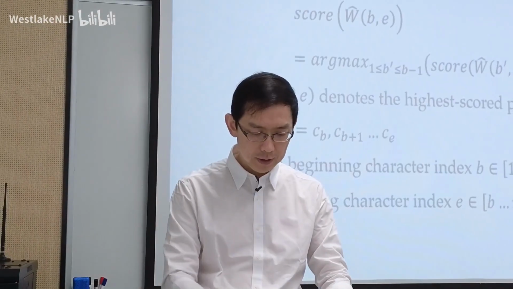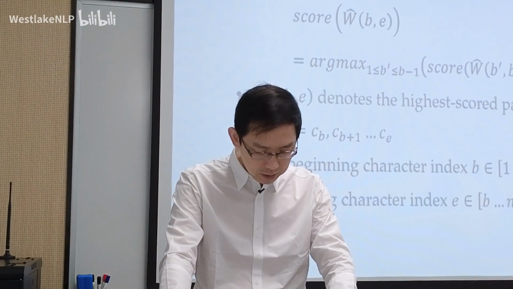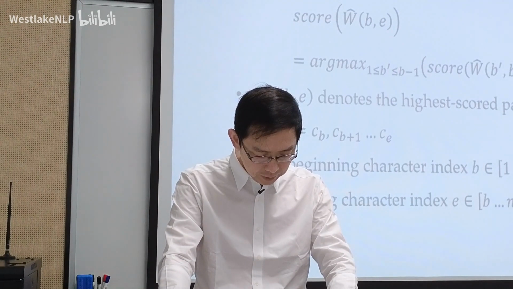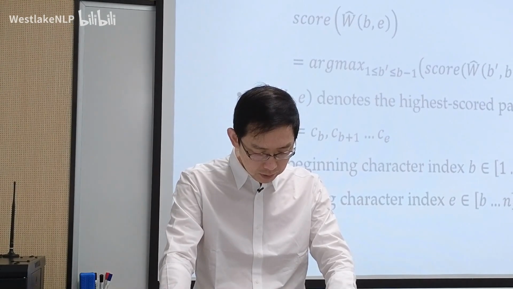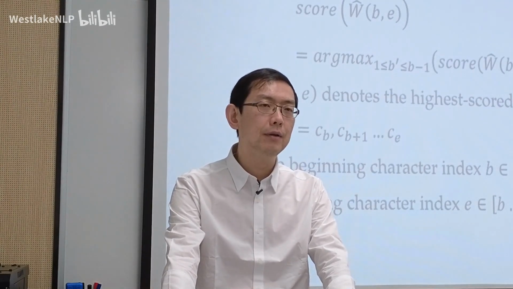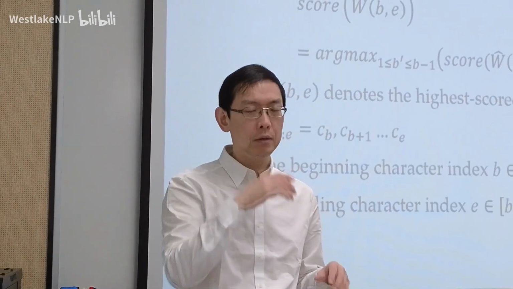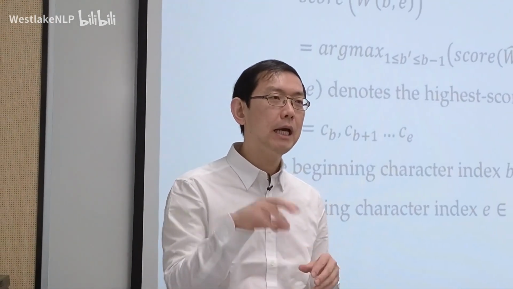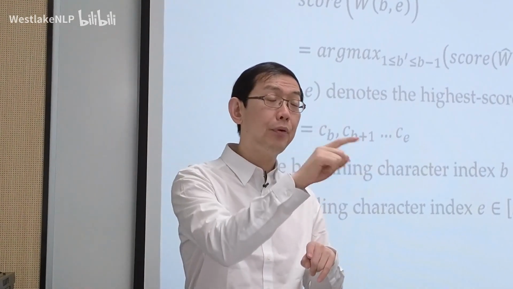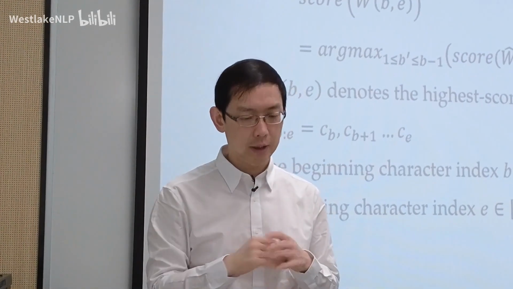This table is called TB, maybe. But in addition to this table, you also need to have a BP back pointer. So the back pointer table has the same size as the TB table, but each element in the BP back pointer table will point to the B prime that leads to the optimal W hat BE. Okay, that's the principle.